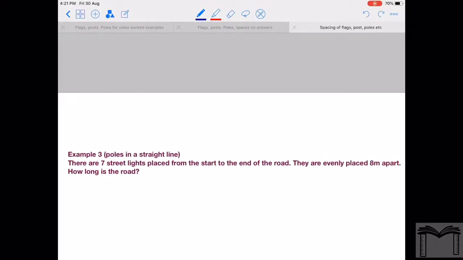Example 3. Again, this is a question where the objects are in a straight line, or where the first and the last object do not meet or are not the same.